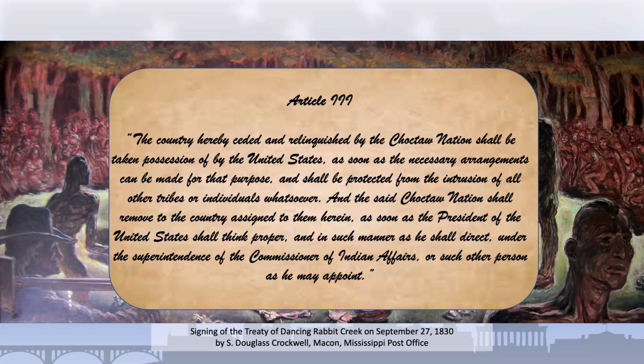This clause outlines the process of land cession and the removal of the Choctaw Nation with several legal terms and concepts. For example, the clause refers to the country hereby ceded and relinquished, which refers to the lands that the Choctaw Nation is giving up to the United States. The clause also refers to the need of the United States to take possession of the land to protect it from the intrusion of all other tribes and individuals whatsoever, indicating the legal concept of ownership and sovereignty. It's a complicated legalistic passage common to such treaties that's difficult to comprehend even for native English speakers.